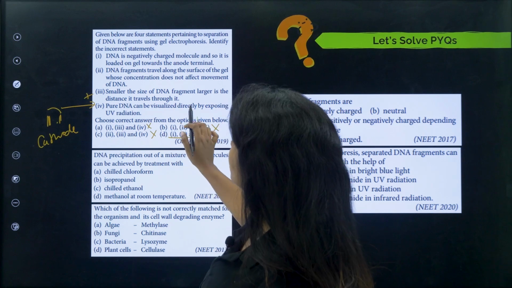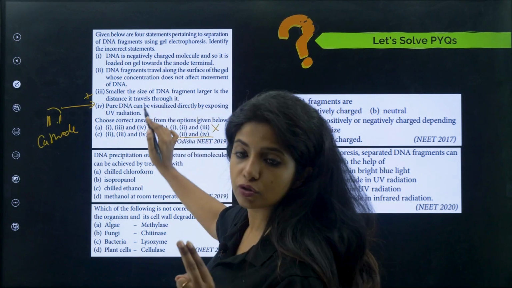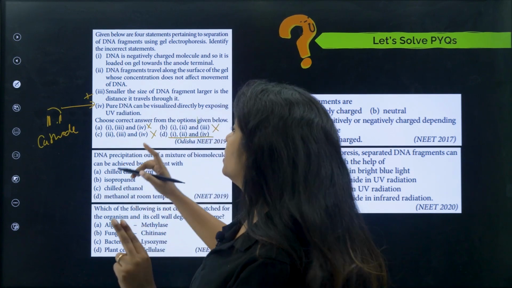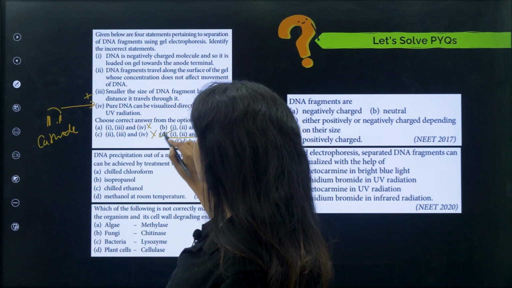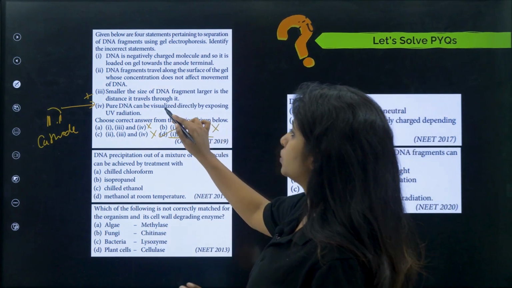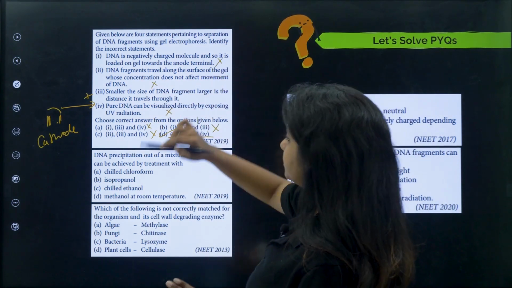Pure DNA can be visualized directly by exposing it to UV radiation. No, children, you need ethidium bromide, then only it will be visible. So this becomes the correct answer. These three points are wrong. This is wrong, this is wrong, this is wrong.